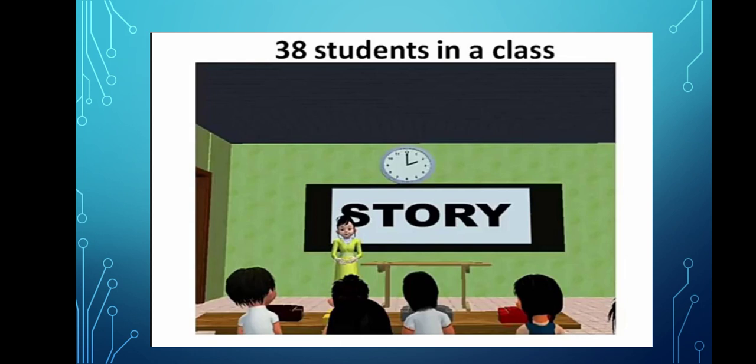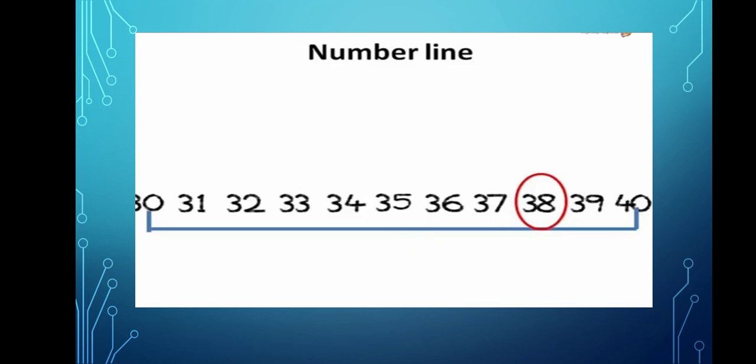Imagine there are 38 students in the class. If someone asks approximately how many students are there in your class, then you can say there are 40 students. Is it right estimation, children? Let us use a number line to represent numbers from 30 to 40.